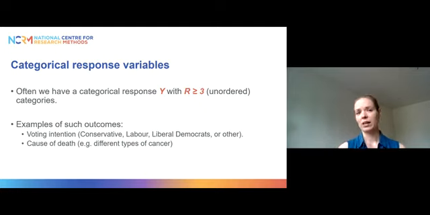So examples of these type of outcomes are, for instance, voting intention. So we might have data about what party respondents are planning to vote in the next election, whether it's Conservative, Labour, Liberal Democrats or some other party. In this case we would have 4 categories. It could be, if you're a demographer like me and interested in delightful subjects, cause of death. So we might be interested in figuring out which characteristics are associated with different types of cancer as cause of death, for instance.